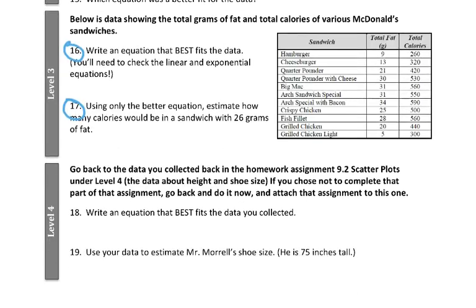Then level 4 had you referring back to data you collected back in homework assignment 9.2. Now notice, if you watch this video and if you're reading the instructions, as you should, then you're going to notice this sentence right here, that you need to find your homework assignment 9.2 and attach it to this assignment, so that when I look at your data here on these level 4 questions, I can compare it with the data you collected, see how well it relates to your equations and things like that.